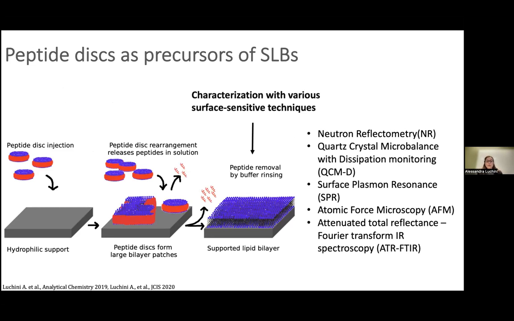So to form the supported lipid bilayer, instead of simply injecting lipids on the substrate and letting them self-assemble, we developed a different approach that is based on the use of peptide discs. These peptide discs are discoidal particles that contain an inner core of lipids organized as a bilayer and are stabilized in solution by this red belt that is made of those self-assembled peptide molecules.